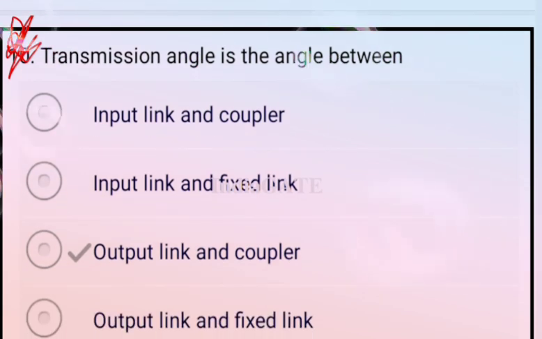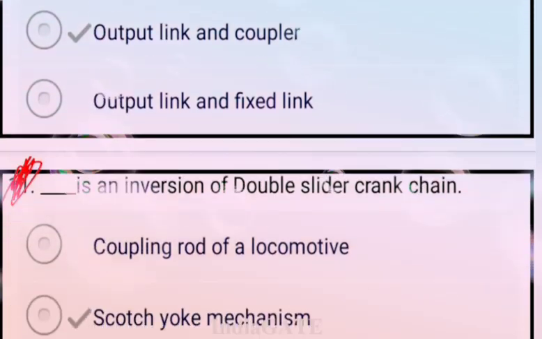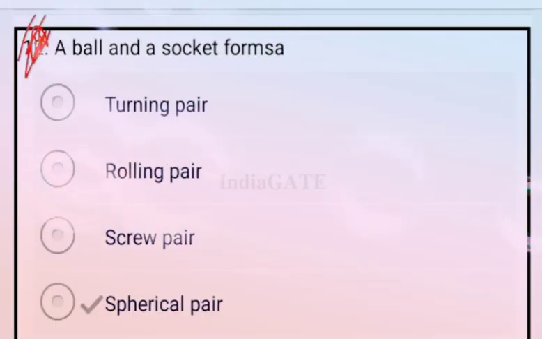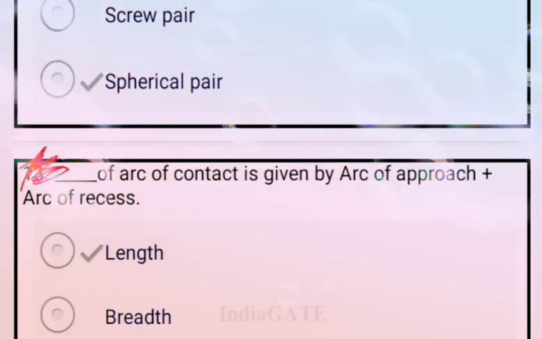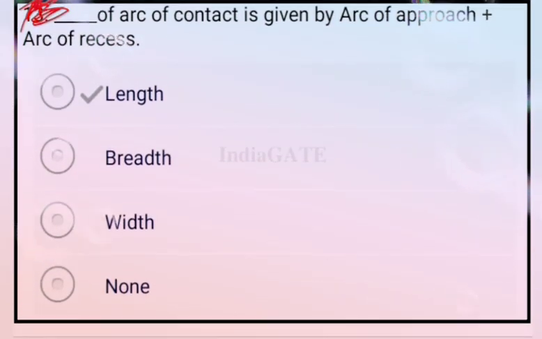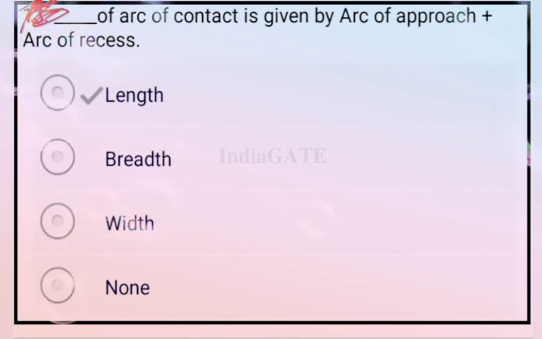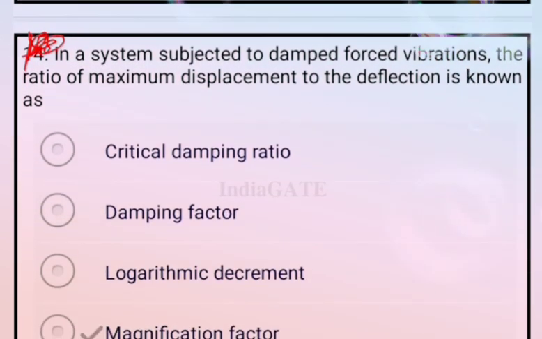Transmission angle is the angle between the output link and coupler. So option C is your correct answer. Come to the next question. A ball and a socket form a spherical pair. So option D is your correct answer. Now come to the next question. Dash of arc of contact is given by the arc of approach plus arc of recess, that is your length. So length is the correct answer. Now come to the next question.